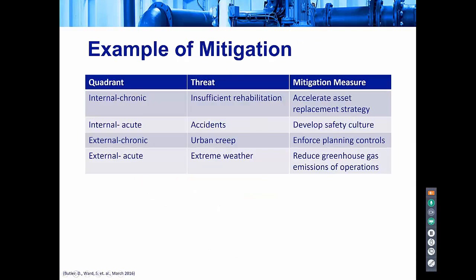So an example of mitigation, right? Maybe it's an internal and acute issue, something like an accident. The threat is an accident. Something you can do to help mitigate that is develop a safety culture. That would be training and workforce development to make sure that accidents are less frequent and don't happen. Mitigation is by far the most cost-effective intervention. It's better to take care of an issue before it even happens. So think about all the different mitigation strategies you might be able to put in to solidify yourself and make sure that the threats don't become some sort of catastrophe.